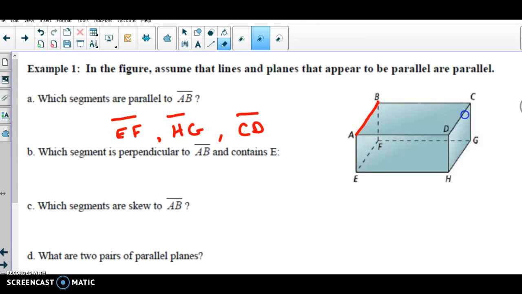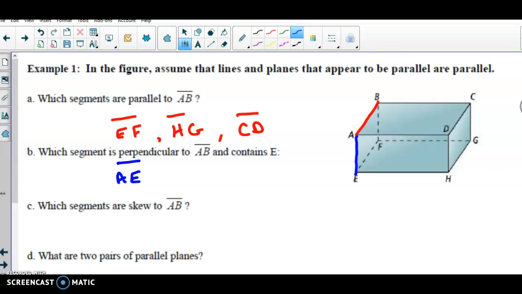I want it perpendicular to AB, but it contains point E. So that would be this segment right here. It's going to form a right angle with AB. It doesn't really look like it on your paper, but you have to remember we're looking at it from a 3-dimensional perspective. So AE or EA, it doesn't matter what order you put them in.